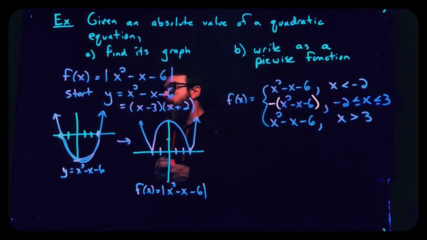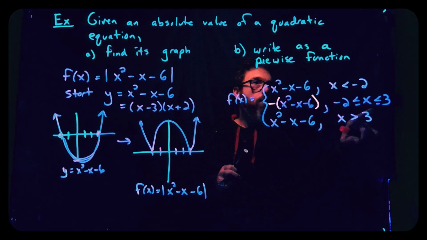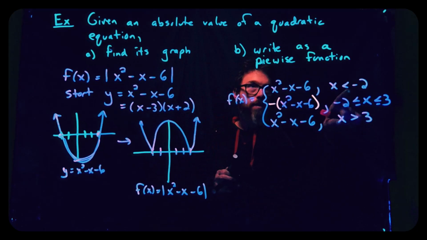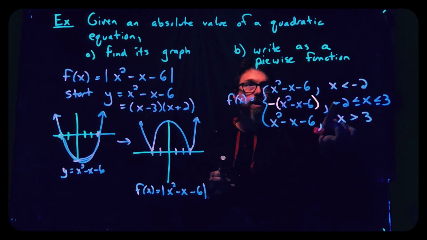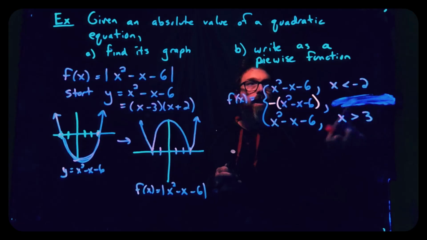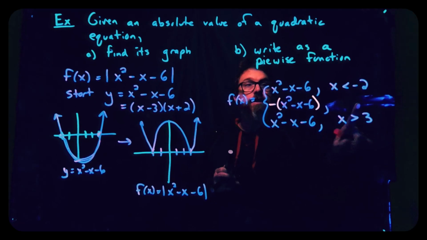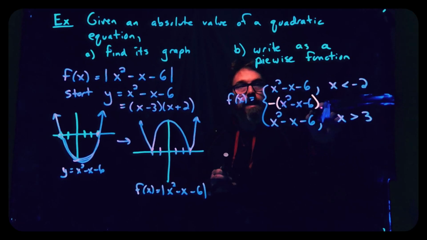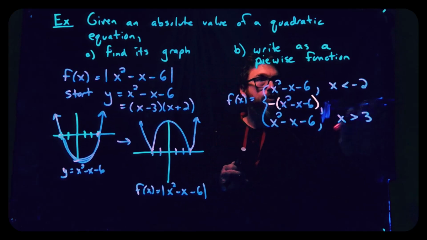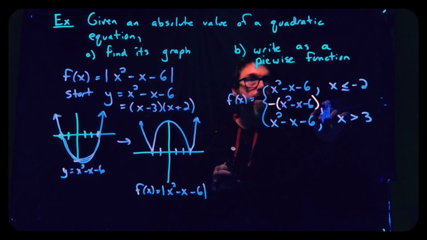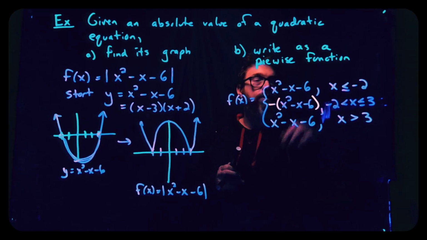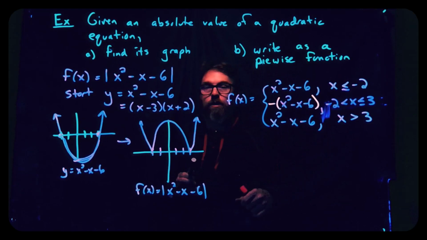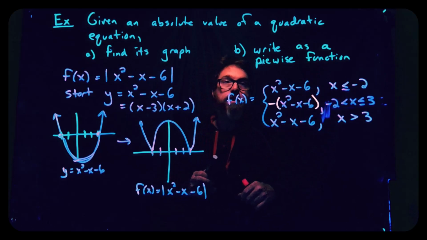Now, you might ask yourself, does it matter where the equal signs go? Can I put it here instead of here? Yeah, you can put it there because the function is continuous. What we know is that it connects at this spot. So if you choose to put the equal sign here, I'm going to have to take it off the other one. So I'm going to have negative 2 less than x less than or equal to 3. Again, it's your choice where you want to put the equal signs, as long as you don't put them in two spots at one time.